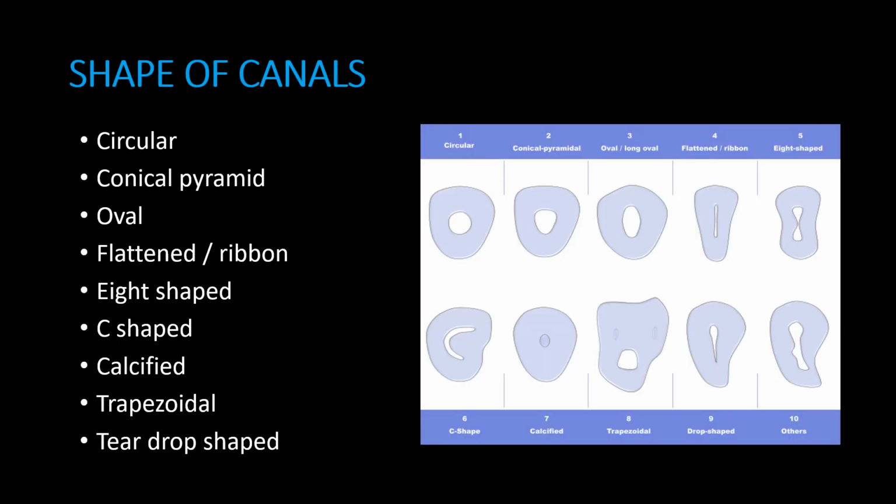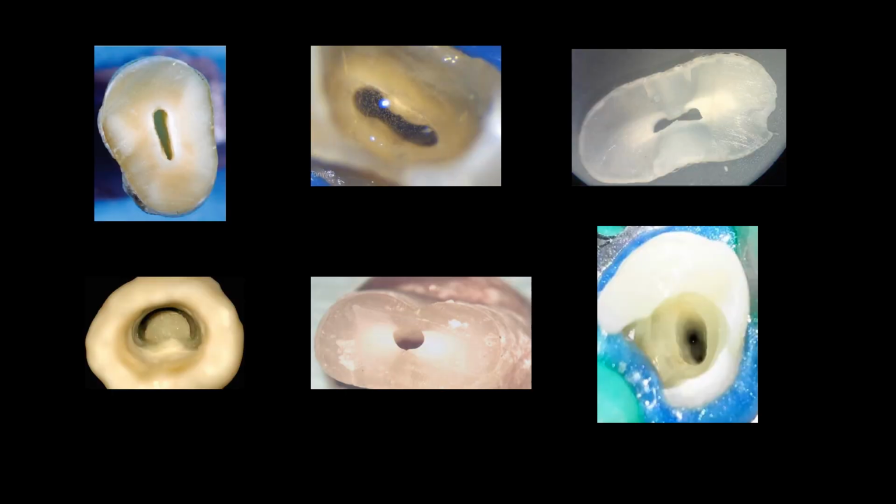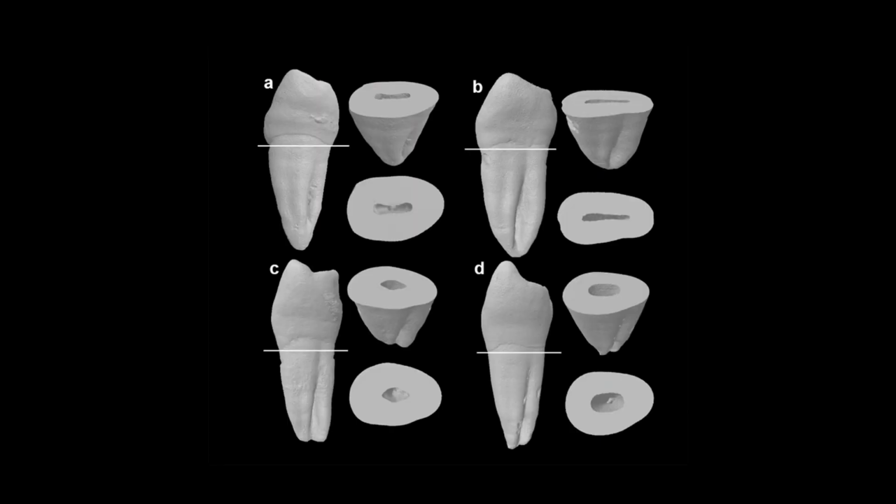Circular, conical, pyramid, oval, flattened ribbon, H-shaped, C-shaped, calcified, trapezoidal and teardrop-shaped. Here it is explained in the pic. Here are some pics for you: teardrop-shaped, H-shaped, flattened ribbon-shaped, C-shaped canal, round and oval-shaped canals. Here is a pic of the cross-section of premolars which shows H-shaped, flattened ribbon-shaped and oval-shaped canals.